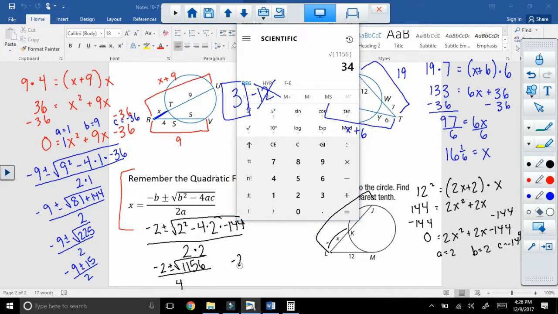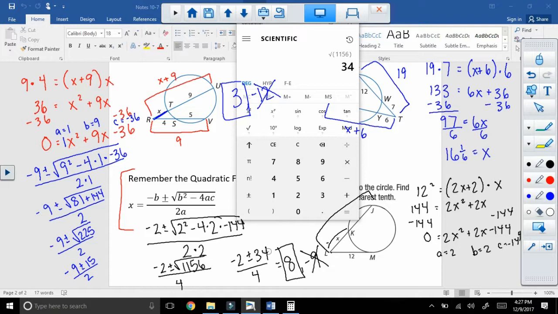I have negative 2 plus or minus 34 over 4. Negative 2 plus 34 is 32 divided by 4. That is 8. And then when I subtract, I have negative 2 minus 34 is negative 36, and when I divide that by 4, that's negative 9. So again, that one doesn't make sense. The only answer here that makes sense is 8.